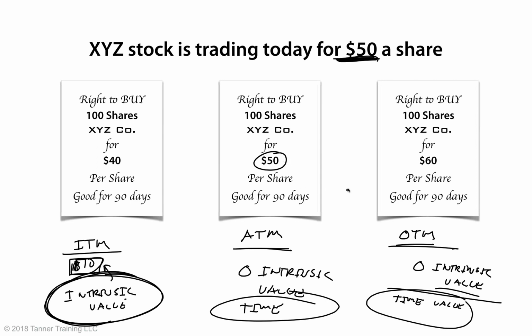Of course, I'd probably pay more for this one than I would for this one. This is a long way out. So this would probably have the most value over here of time and intrinsic. This would probably be next. This would be the least valuable. Why is it the least valuable? Well, that stock has to go $10 before you can really brag about it. Here it only has to go $1, or 1 penny before you can start to brag about it.